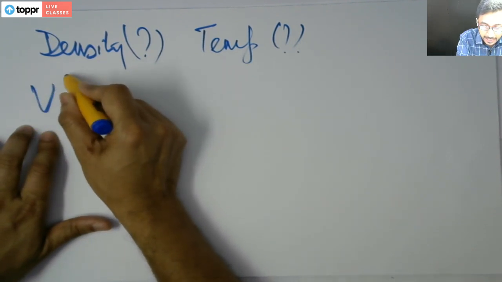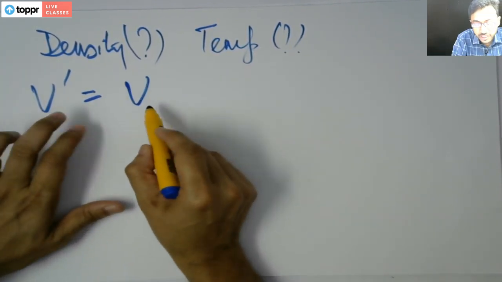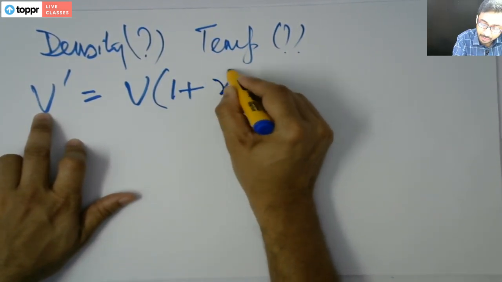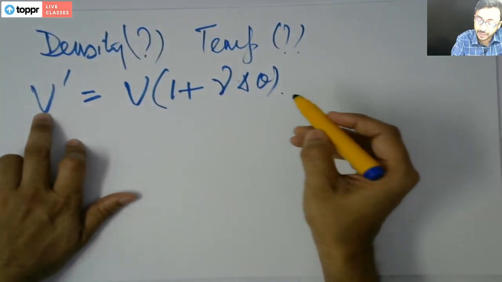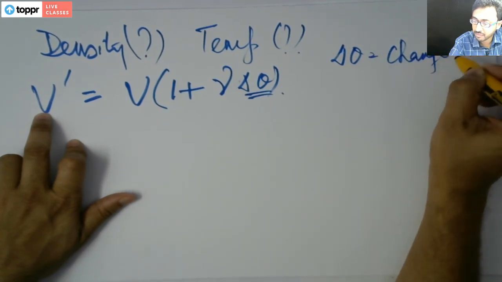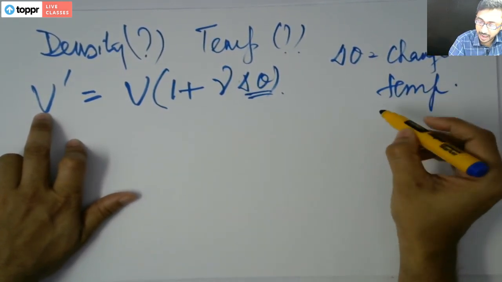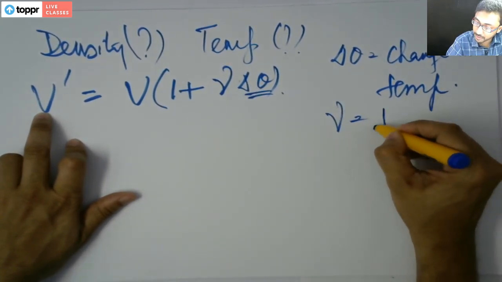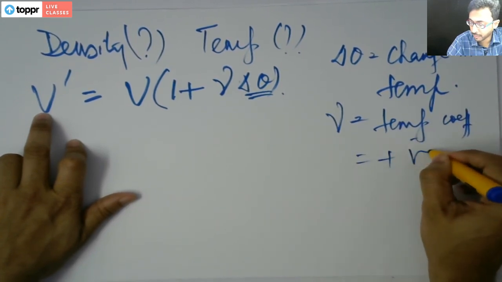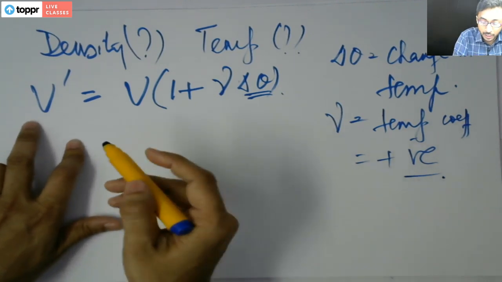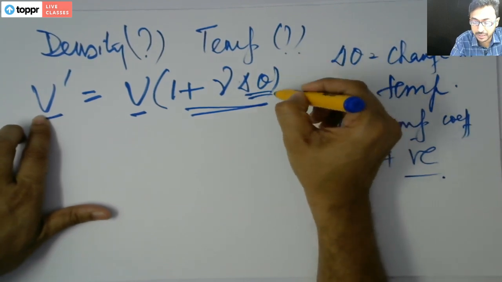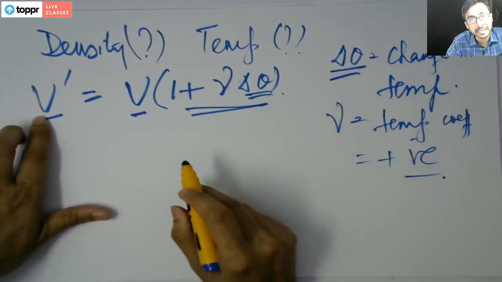So let V be the initial volume. It has increased to V dash, such that it will be V1 plus gamma del theta. Del theta is nothing but the change in temperature, and gamma is the temperature coefficient of the liquid. And you know it will be positive for most of the liquid. So this will be the new volume when the temperature has changed by del theta.